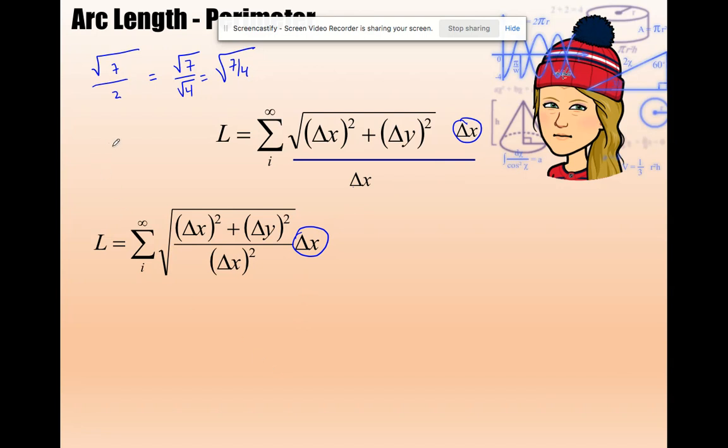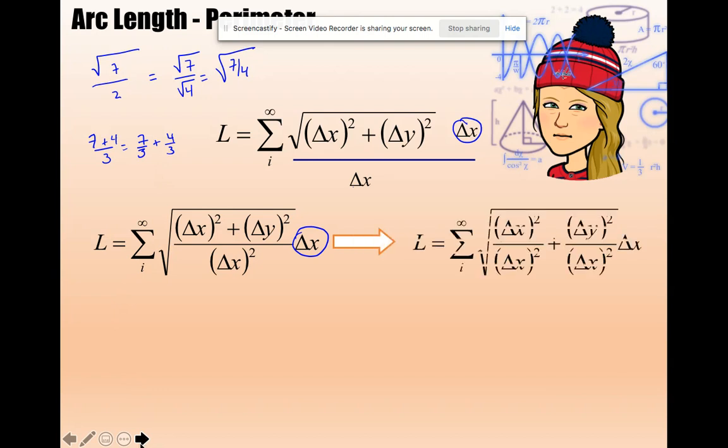Do you agree that 7 plus 4 over 3 is the same as 7/3 plus 4/3? That's what I'm going to do next. Delta x squared plus delta y squared over delta x squared. I'm just going to give this denominator to both and make two separate fractions.